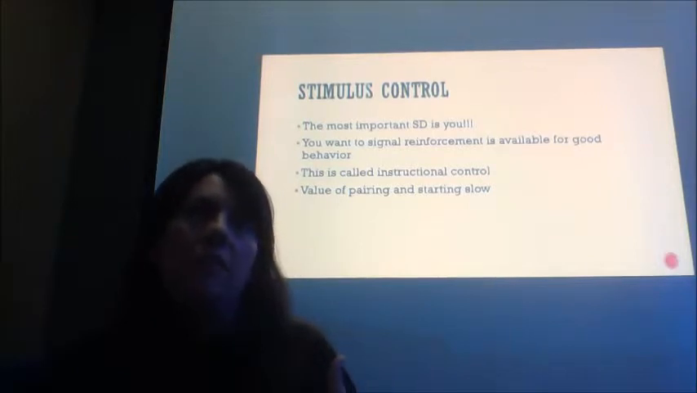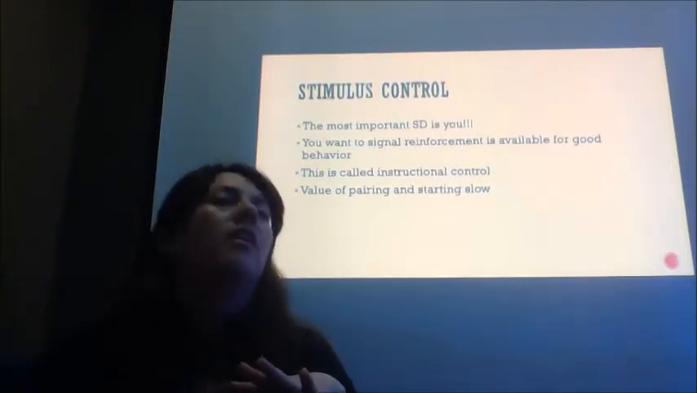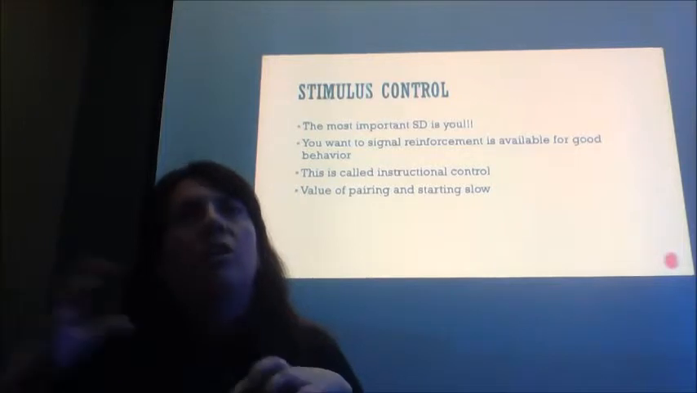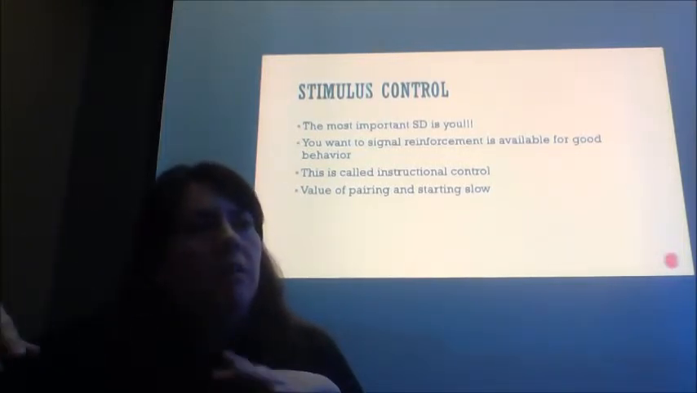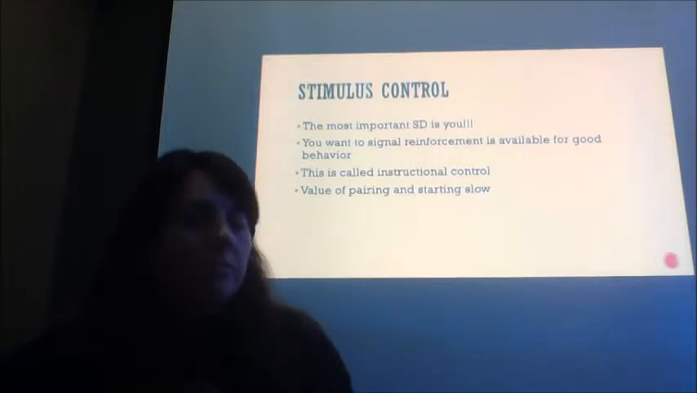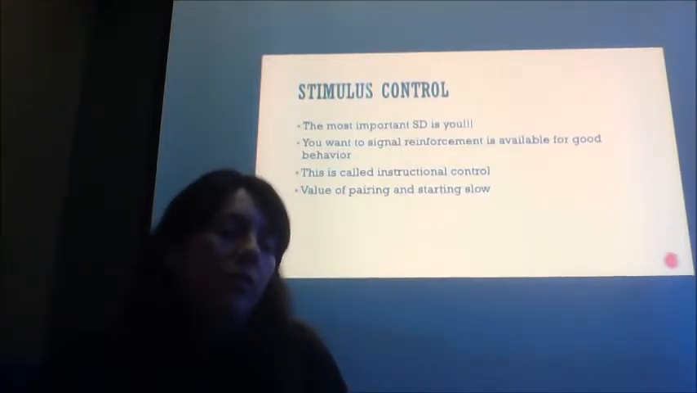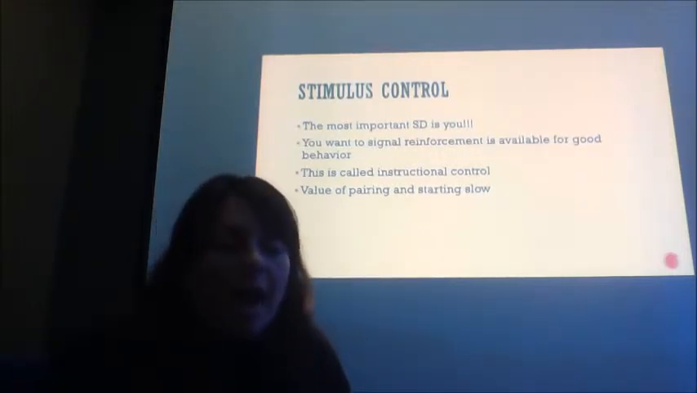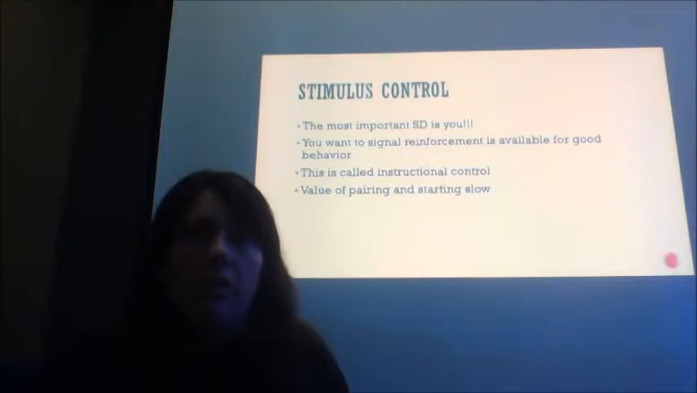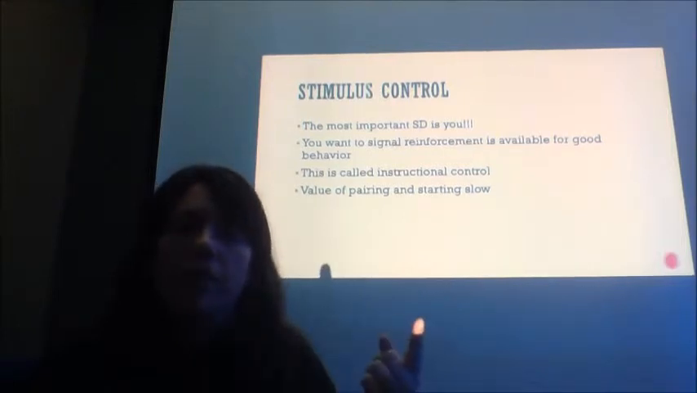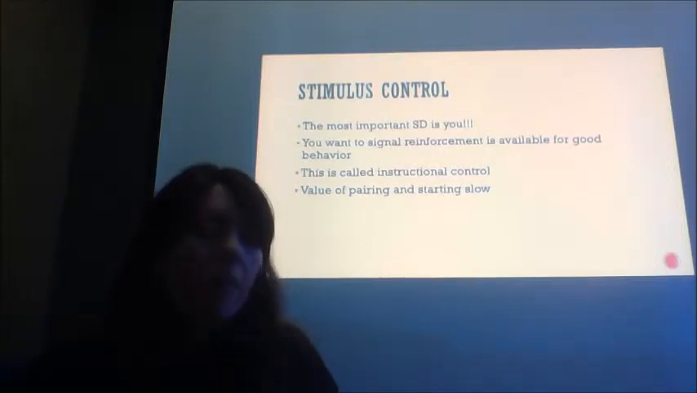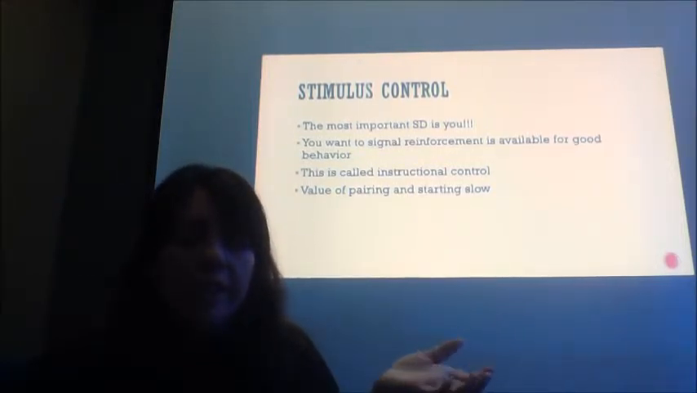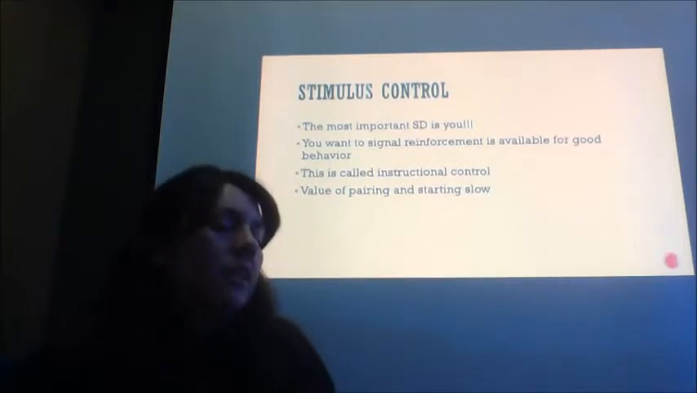So if you're providing lots of reinforcement, even though reinforcement is a consequence, when you provide it for good behavior, you're still being proactive about making the problematic behavior less likely. So you want to signal reinforcement is available for good behavior. This is called instructional control. This is one half of instructional control. It means that you signal when you do good things, good things will happen, and your kid has a long enough history with you that that starts to affect their behavior. The other half of it is if you engage in problematic behavior, it's not going to work with me.